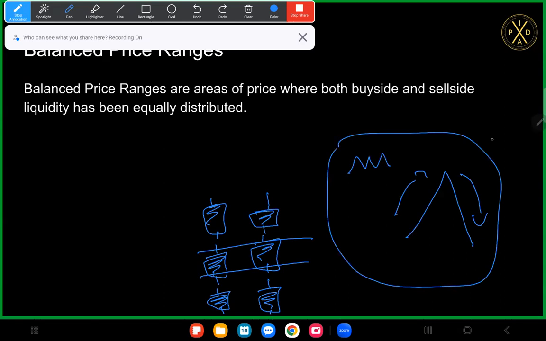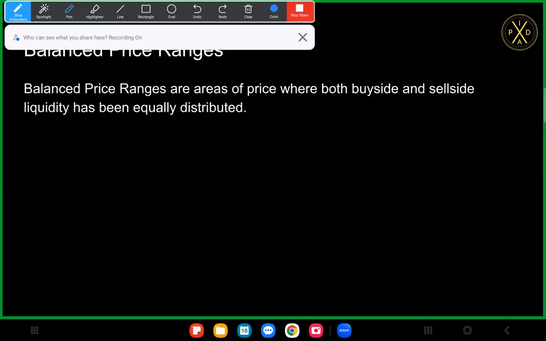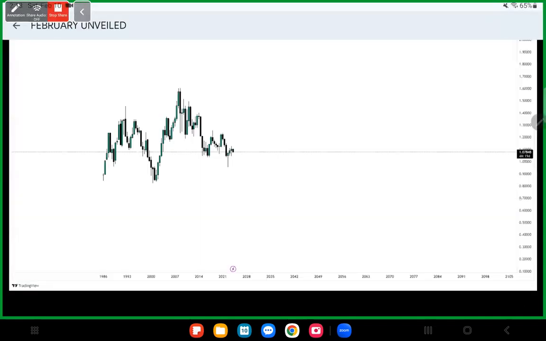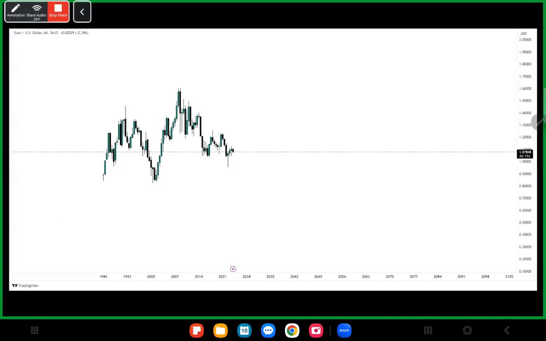But if you can understand the logic behind why we call these balanced price ranges, you'll also understand why this formation over here is also a balanced price range. All right, so that's just a brief introduction into that, but we'll talk a lot more about this in the upcoming slides. All right, so what I have here is a 6-month chart of the euro dollar.